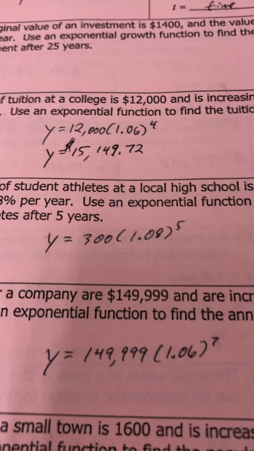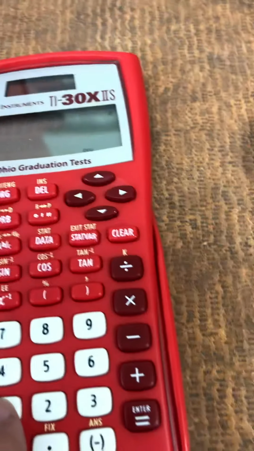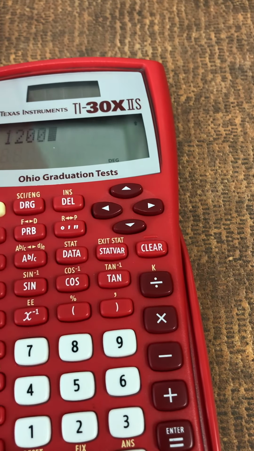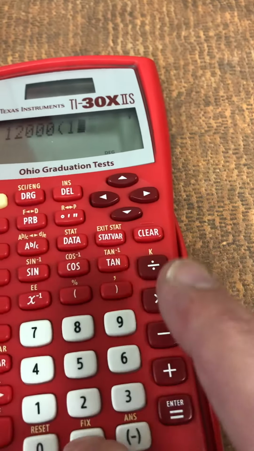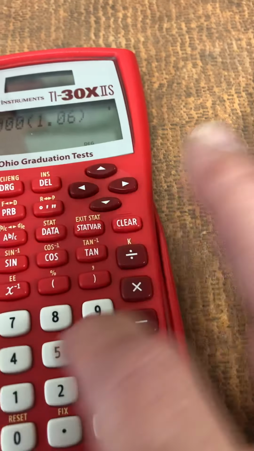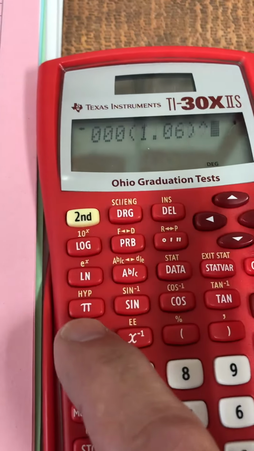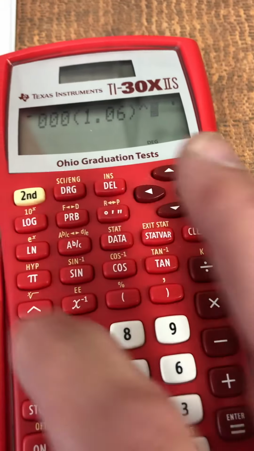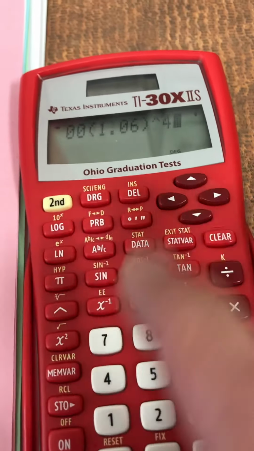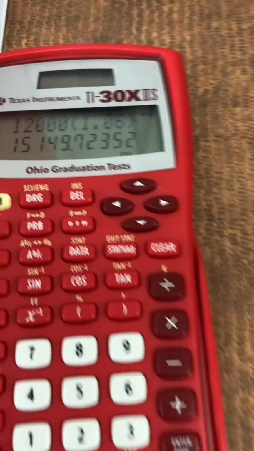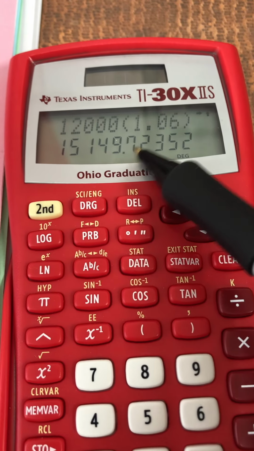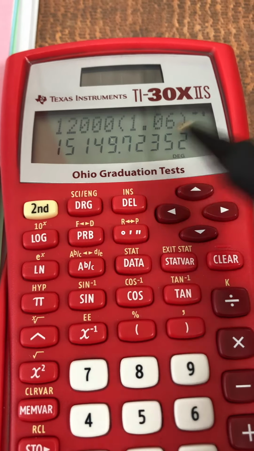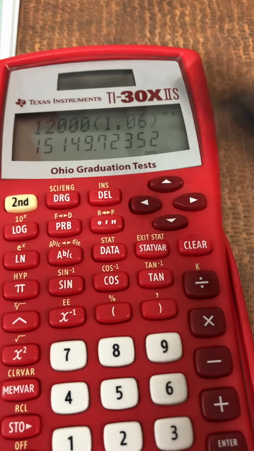And I'm basically showing this to you to show you how to use your calculator. So 12,000, just like you see it, use the parentheses, 1.06, and then I use the up button, which is right here. That's called a caret, and it's to the 4th power, and then I hit equals. And so I have $15,149.72. I'm just going to round to the nearest cent.